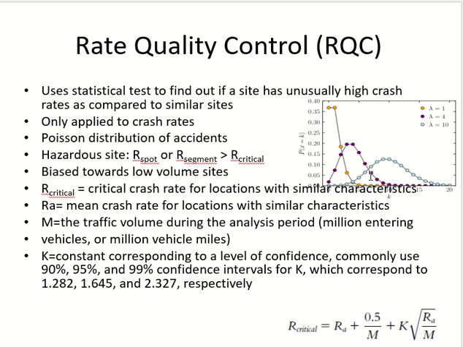So K values are given here for the Poisson distribution. RA is the average rate, and M is the total volume in millions. And again, because we said the rate is biased towards the low volume sites, whichever site has low volume will have a higher rate. So this method also has the same problem.